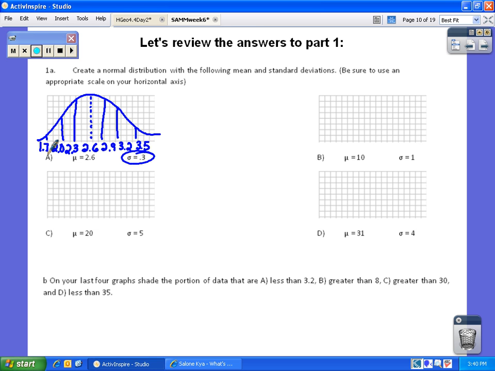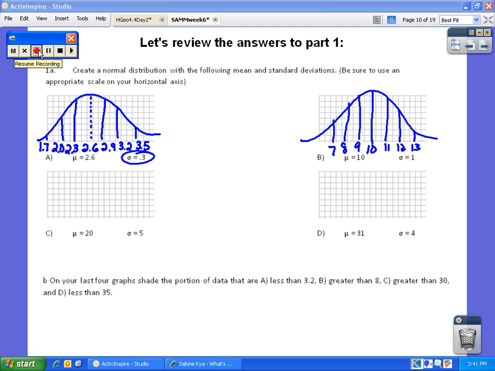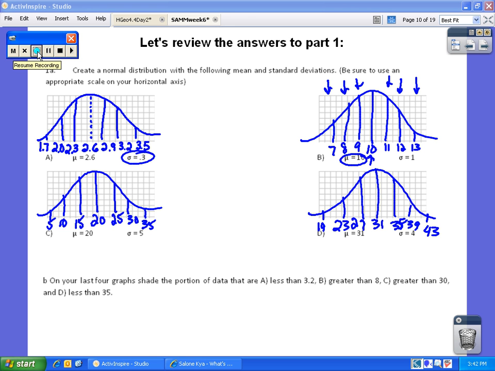I'm going to do the same thing for B, C, and D. You'll notice for part B, my mean, 10, goes exactly in the middle. And then I added or subtracted 1, 2, and 3 standard deviations. For part C, my mean, 20, was right in the middle, and then I added or subtracted 5, my standard deviation. For part D, my mean, 31, was right in the middle, and then I added or subtracted 4, my standard deviation.